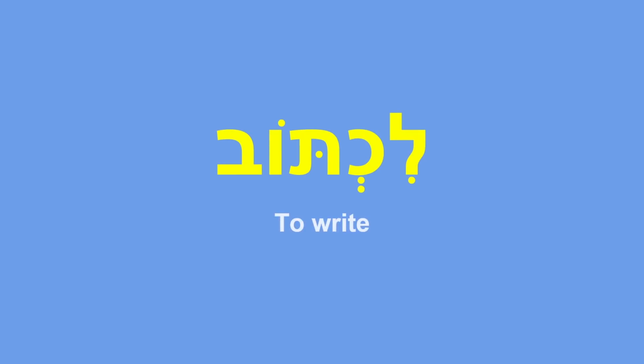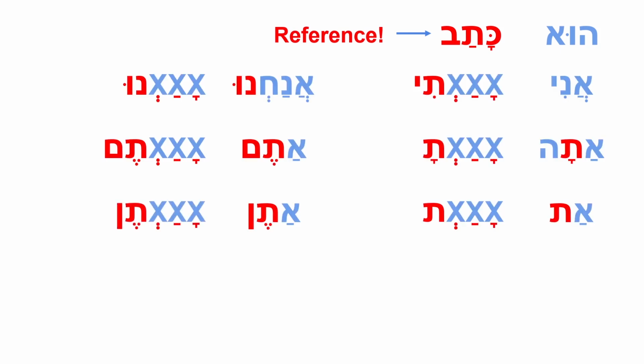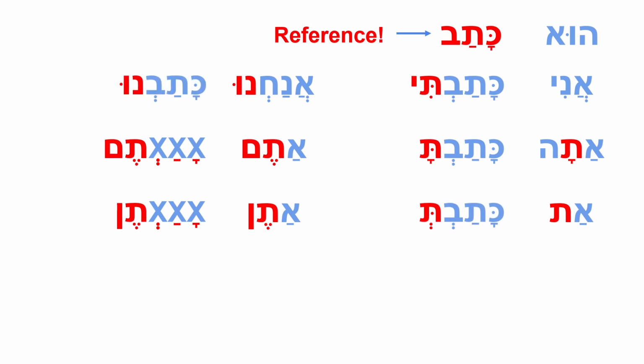Likhtov, to write. hu katav, it was the reference point, and we're doing exactly the same. We'll take katav and place it into the template, and it will become ani katavti, ata katavta, at katavt, anachnu katavnu, atem katavtem, aten katavten. Pretty simple, isn't it? As long as we follow the name of the binyan, find the reference point, and then start placing it into the respective conjugations.